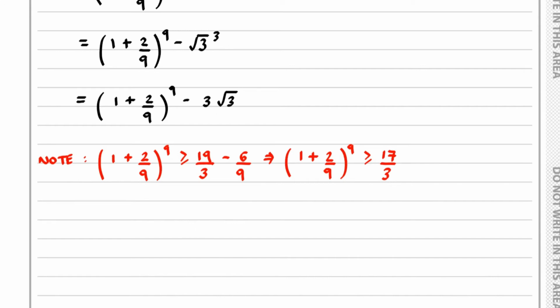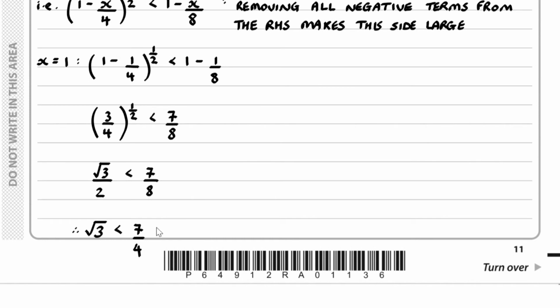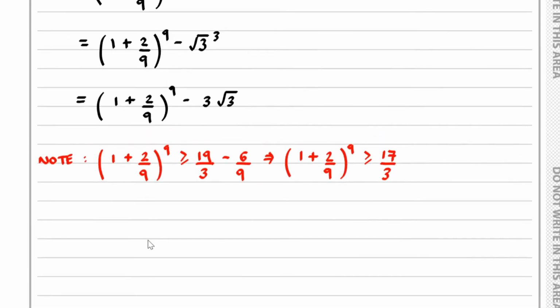And if we think about what root 3 is in terms of what we've just found, well, we've just shown that root 3 is less than 7 over 4. So we also know that root 3 is less than 7 over 4, which would imply, if I multiply both sides by 3, root 3 is less than 21 over 4.